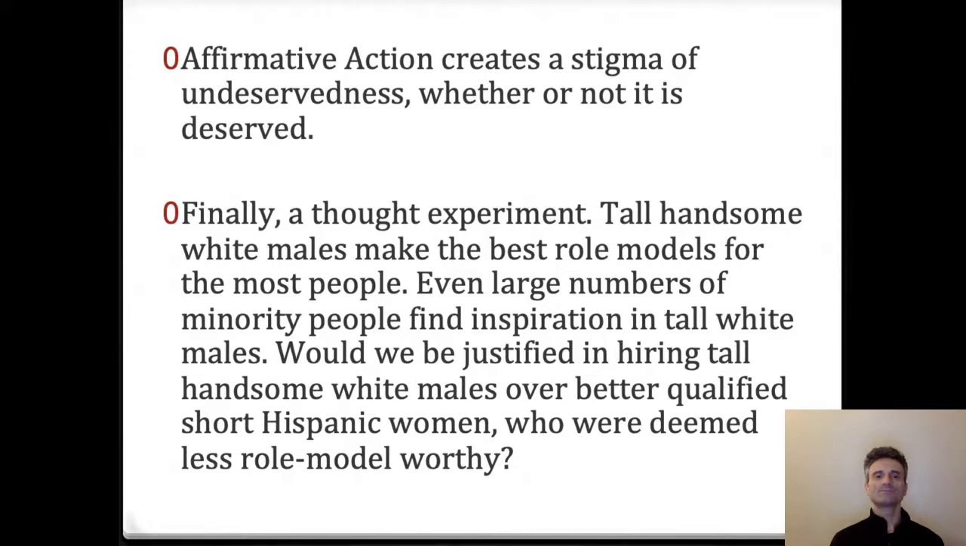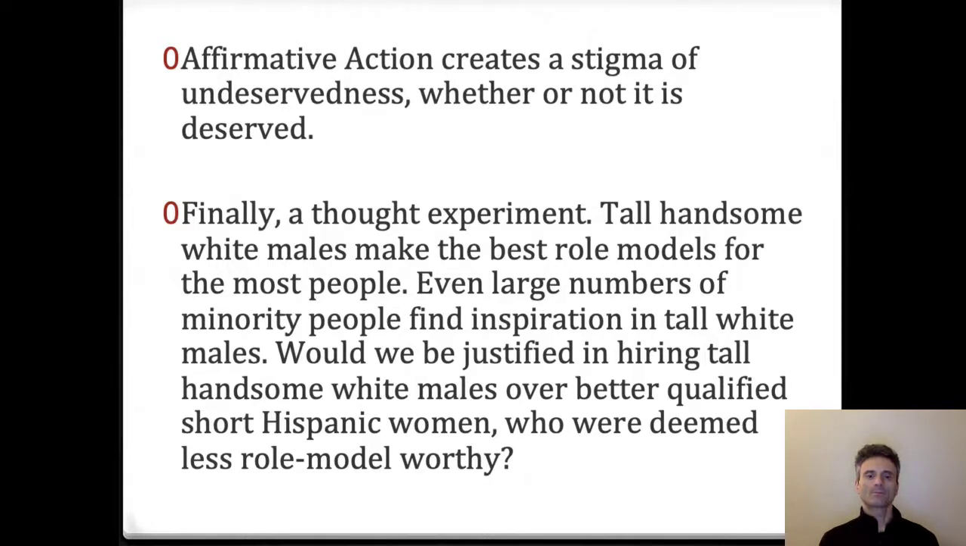And finally, the final point is a thought experiment, a very cute thought experiment. So Pojman wants you to imagine that tall, handsome white males make the best role models for most people. Suppose that psychologically, for some reason, whether you're Indian, a woman, a man, or gay, if you see a tall, handsome white male in that position, that will inspire you, and you'll do better. That's the best role model for everyone. Okay.